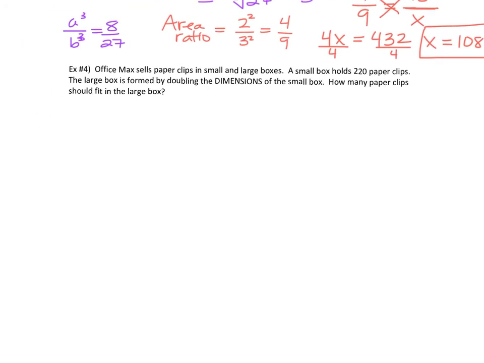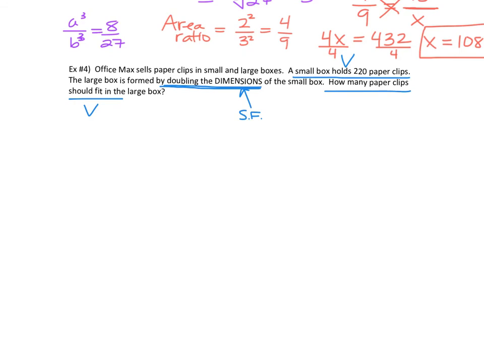Okay, last one. Example number 4. It says Office Max sells paper clips in small and large boxes. A small box holds 220 paper clips. Now think about what that means. A box holds 220. That is volume. And then it says the large box is formed by doubling the dimensions. Okay, whenever they're talking dimensions, that is more a scale factor. Dimensions aren't volume anymore. But they're asking you how many paper clips should fit, volume, in the large box.